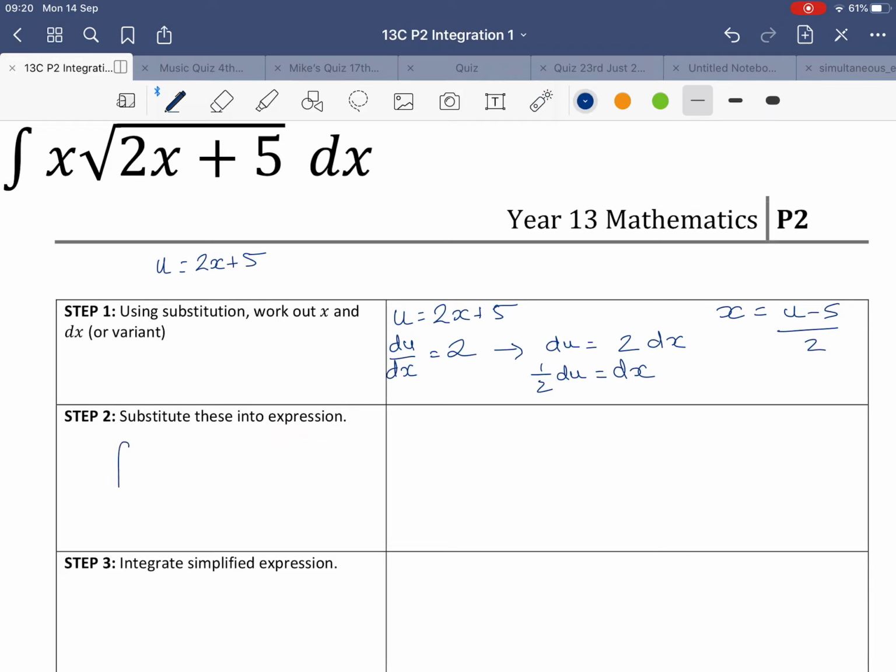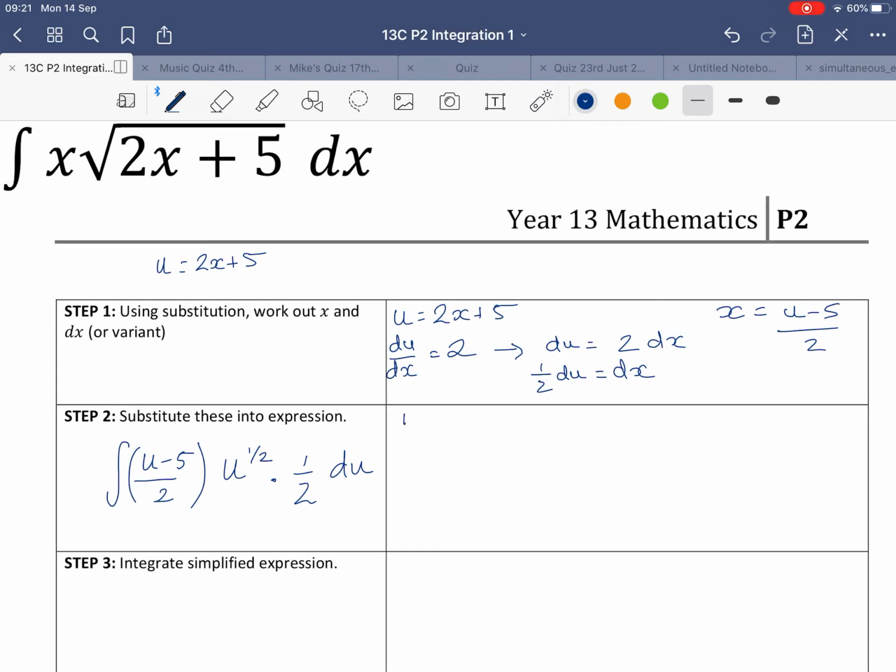So we're looking for the integral of x, which is u minus 5 over 2, multiplied by the square root of 2x plus 5, so u to the half. And then we've got to, this is the bit students always forget, replace the dx. So dx gets replaced with a half du, so times a half du. And now we need to tidy all that up.